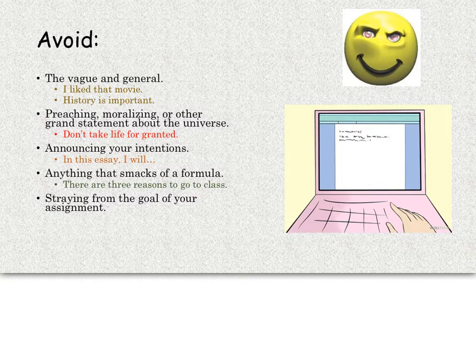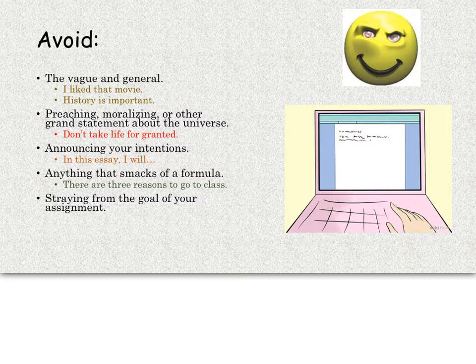When you write a thesis, you want to avoid things like general statements, vague statements. I liked that movie. How about, I liked that movie because it was exciting? Or, I liked that movie because it made me think about this topic. And then all your points point to that topic, right?